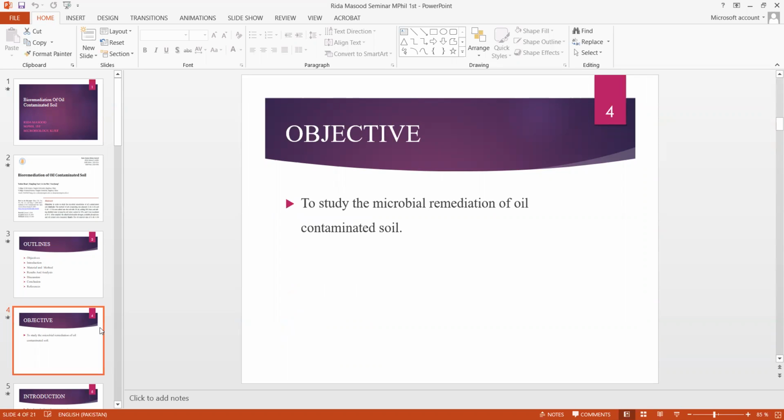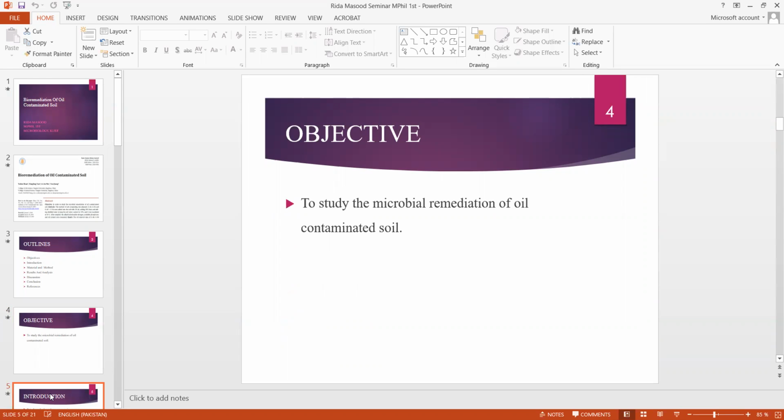Now the objective is to study the microbial remediation of oil contaminated soil. In this we are going to study how microbes have played their role in order to degrade oil and make the soil decontaminated. Different kinds of media and different kinds of methods were used, which I'm going to discuss in the upcoming slides.